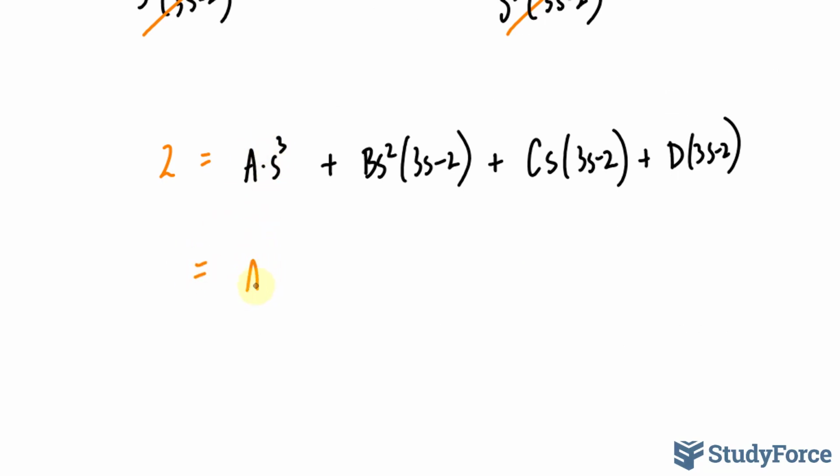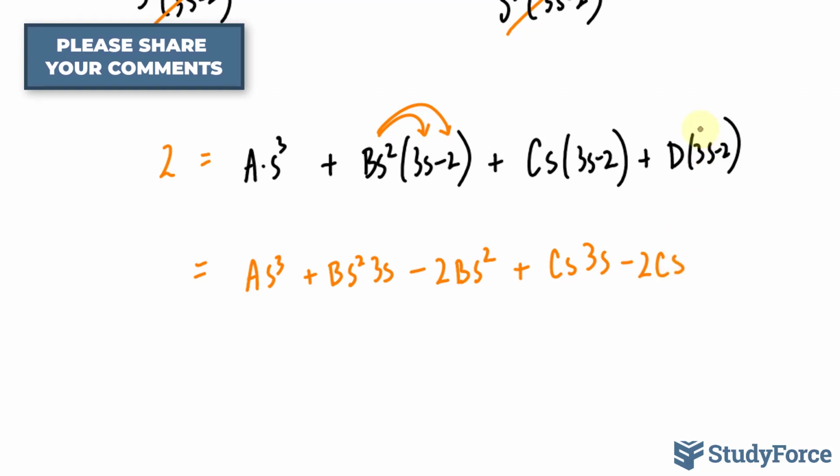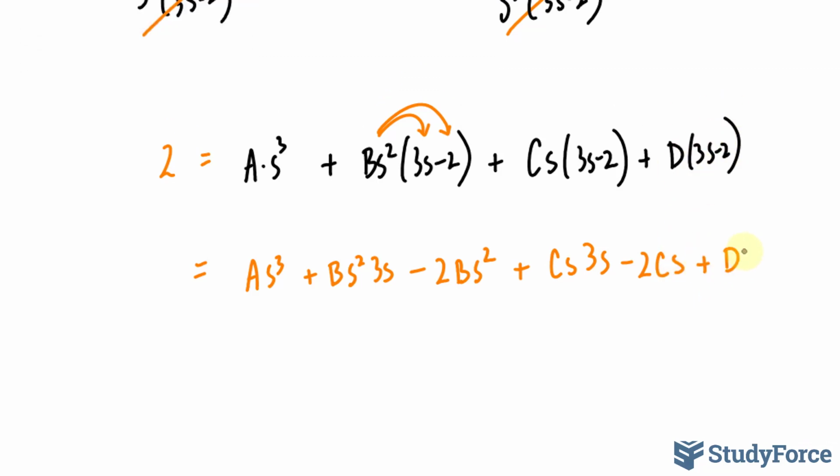We have a s to the power of 3, that doesn't change. This expands, where we get b times s to the power of 2, 3s minus 2, b times s to the power of 2. This one becomes c times s, 3s minus 2cs, and this one becomes plus d 3s minus 2d. I'm going to clean this up because it's messy right now. This will stay the way it is. A s to the power of 3. This becomes 3b s to the power of 3.